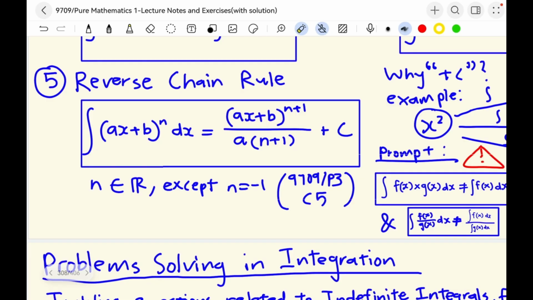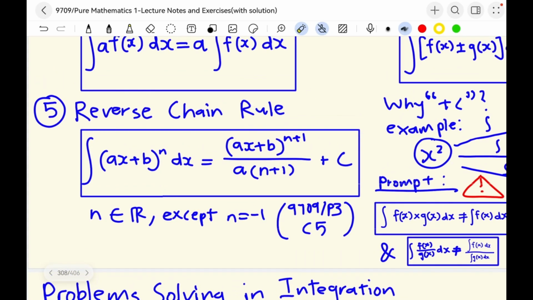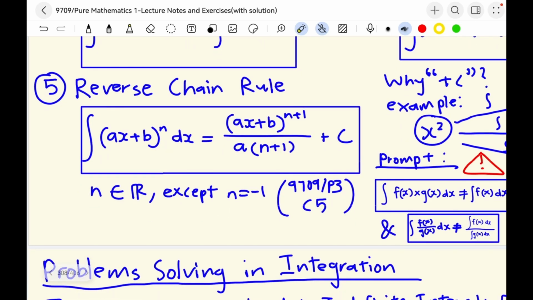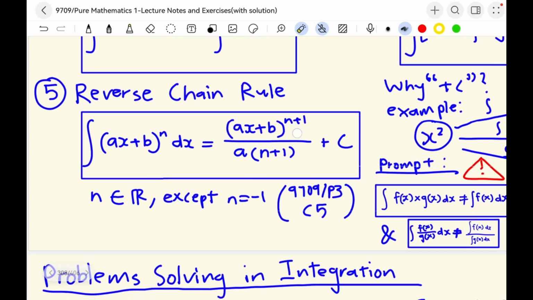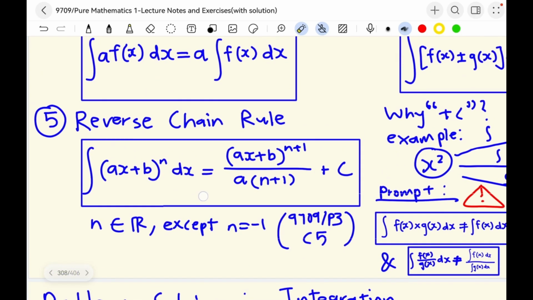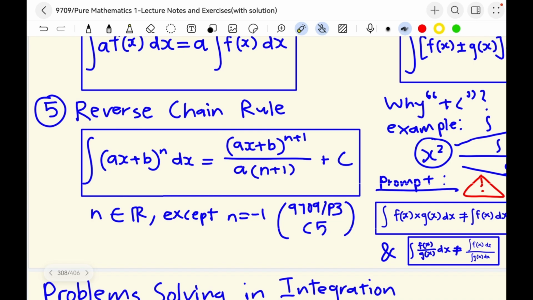Okay, what about the reverse chain rule? So there's an inside function. For your syllabus, the inside function will be a linear function only. Okay, if it is second degree or even greater degree, I don't think it's possible. Alright, so please rest assured that in your AS syllabus, you will only learn the inside function, the integration of the reverse chain rule.